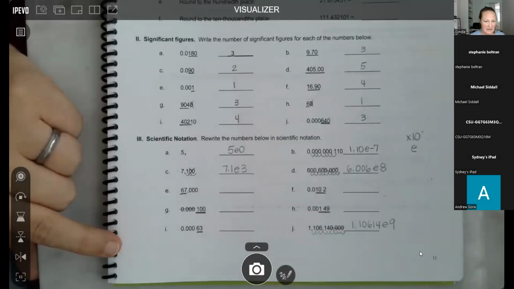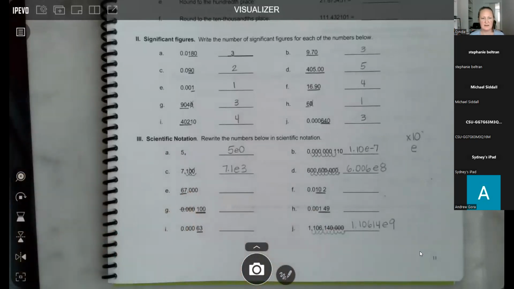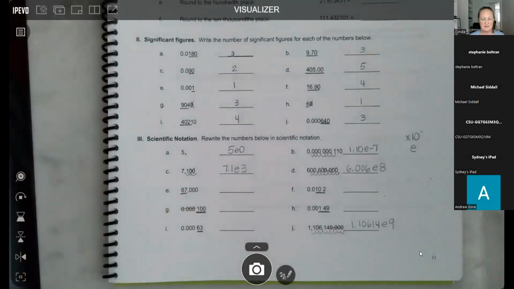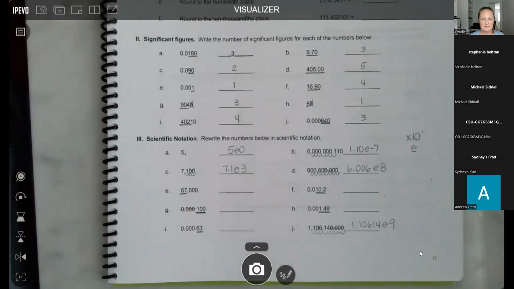Another error I see a lot is students not getting their number in between 1 and 10. For example, they might do 67 e to the 3 or something like that. So 67 is not in between 1 and 10, so it needs to be 6.7. So that's another error. You want to make sure that you move the decimal if necessary to get that number to be a single digit, one number and then the decimal immediately.